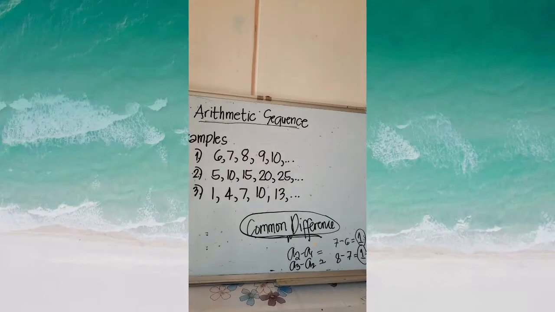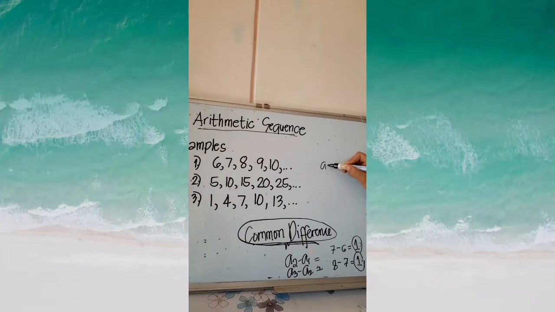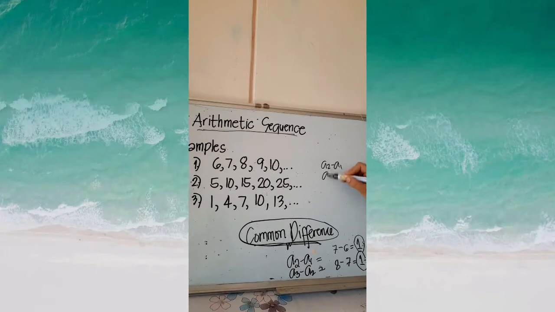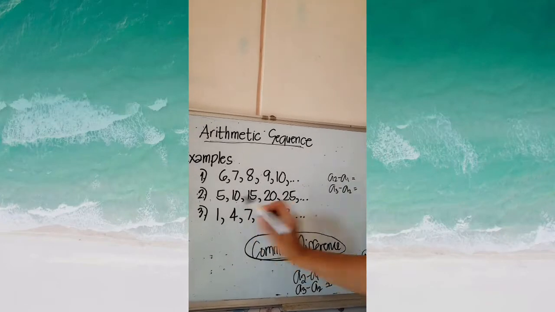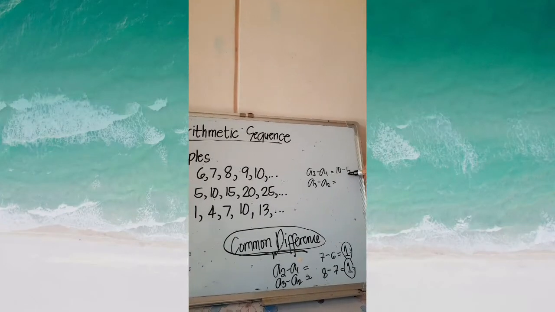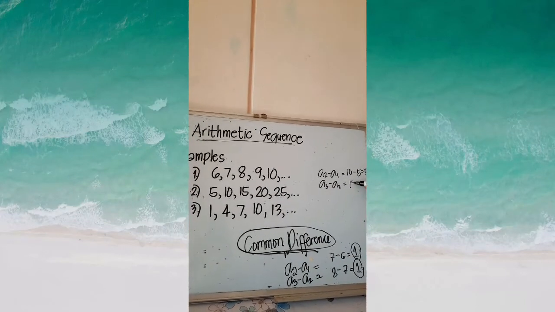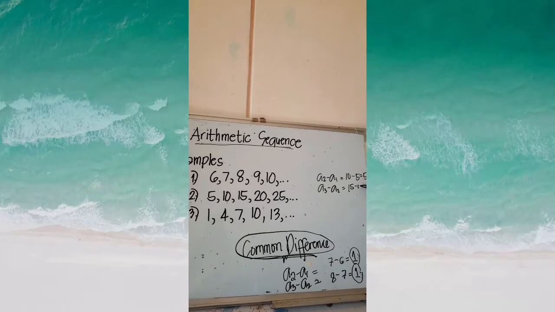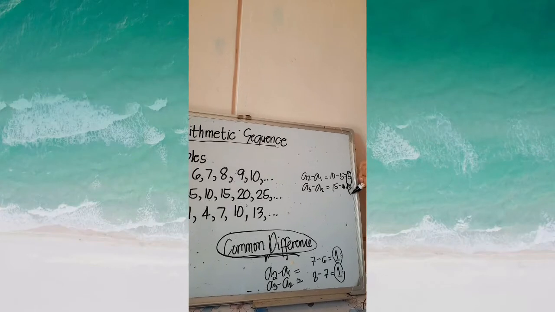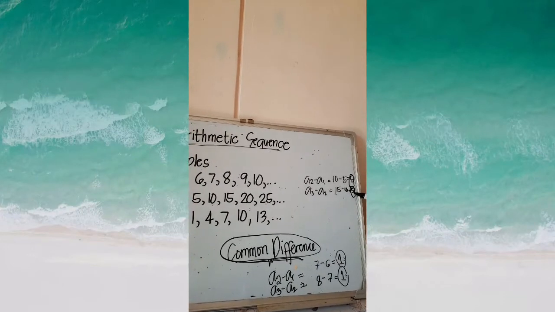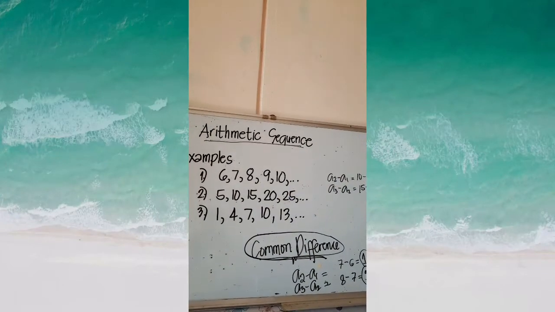Let's proceed with number 2. Still the same. We get our second term minus the first term, our third term minus the second term. Our second term is 10, so 10 minus the first term, 5, we get 5. Our third term is 15, so 15 minus 10, our answer is 5. Still the same, they have a common difference, and their common difference is 5. So therefore, example number 2 is an arithmetic sequence.